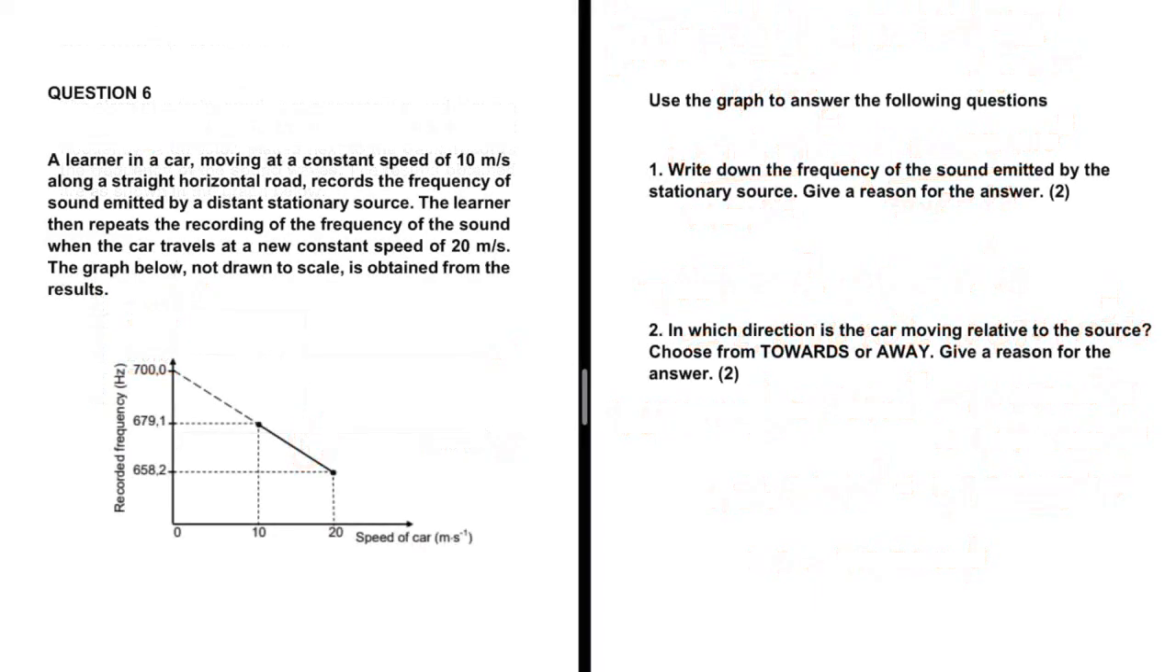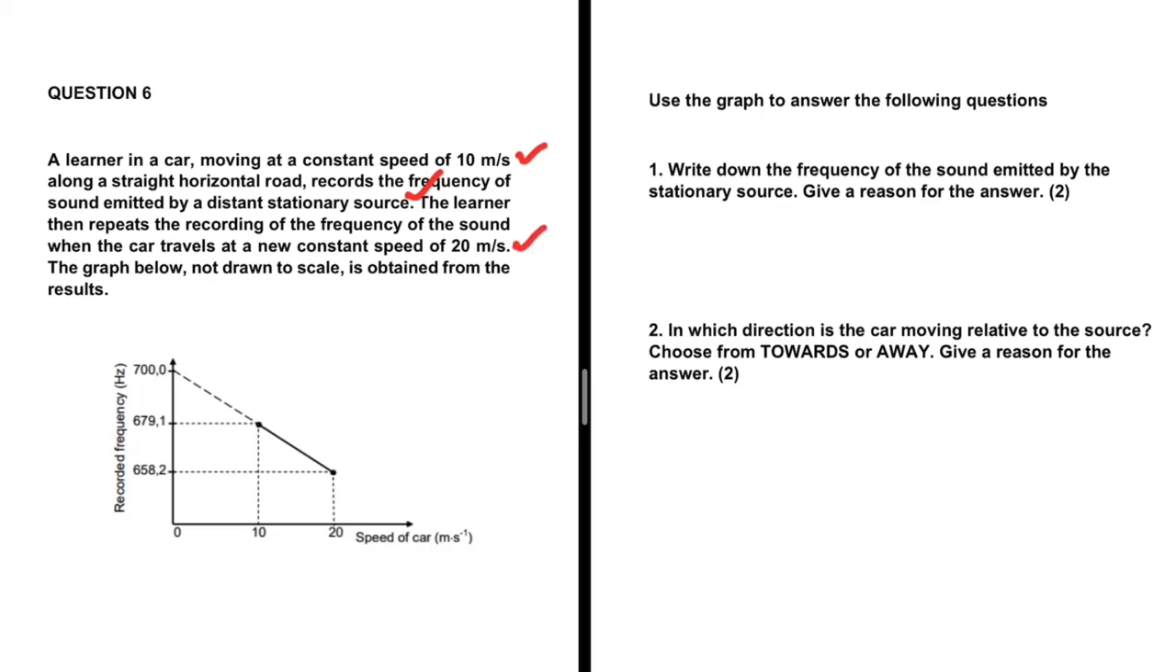Use the graph to answer the following questions. Let's go ahead and take a look. So we have a learner in a car moving at a constant velocity of 10 meters per second along a straight horizontal road. The learner records the frequency of sound emitted by a distant stationary source. The learner then repeats the recording of the frequency of the sound when the car travels at a new constant speed of 20 meters per second. The graph below, not drawn to scale, is obtained from the results.